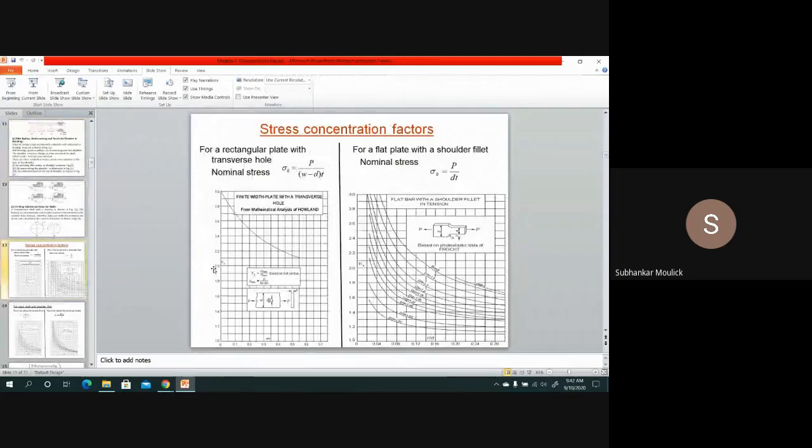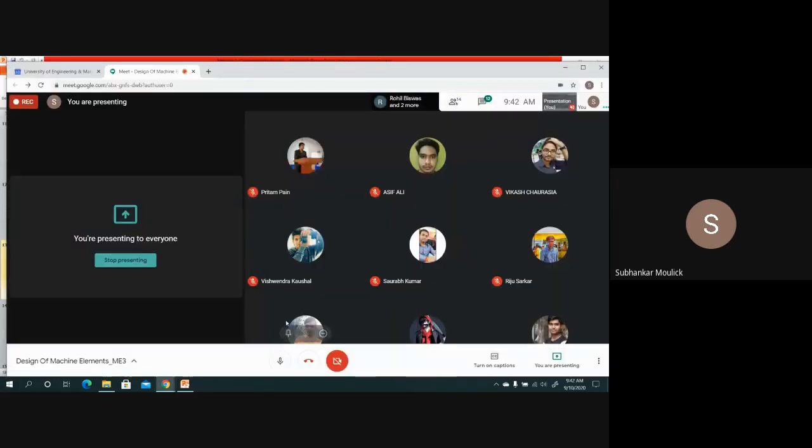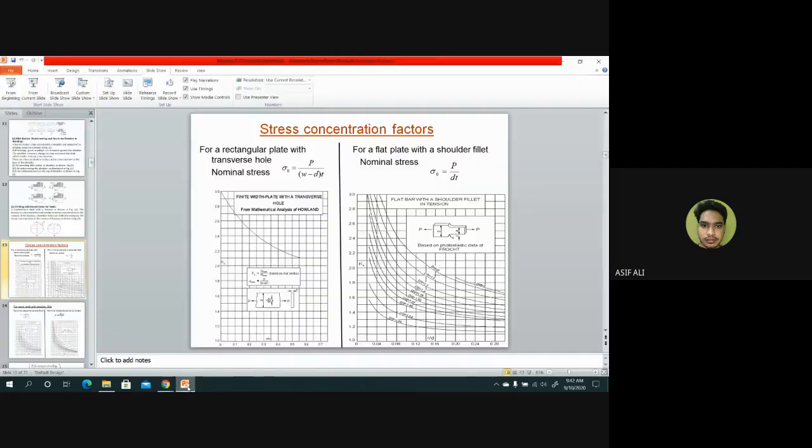Yes. So whatever problem is given to me, from this particular slide, can I find out the value of Kt? In this particular slide, can I find out the value of Kt? Yes, sir. First one we can do. Which diagram will we choose, the left diagram or the right diagram?